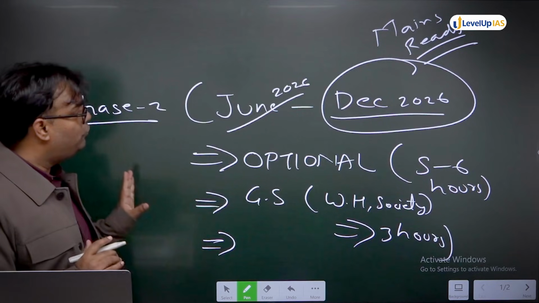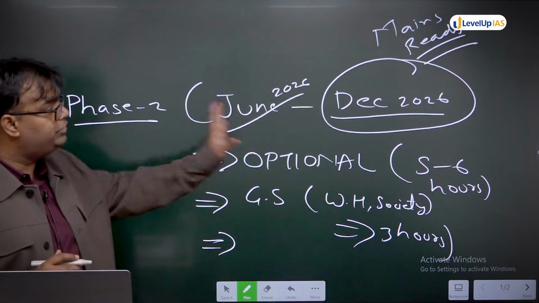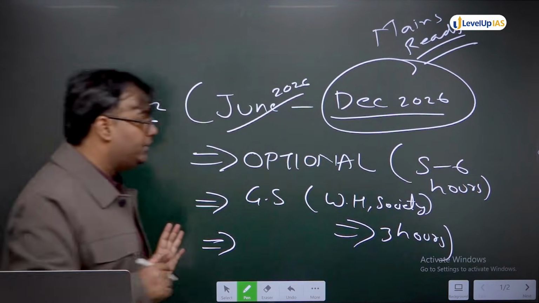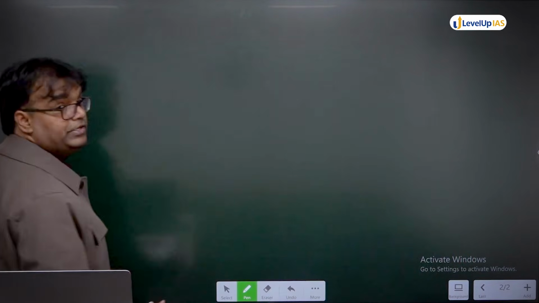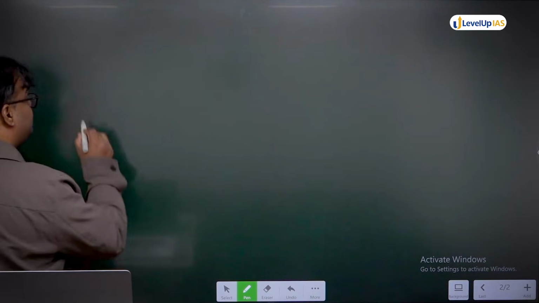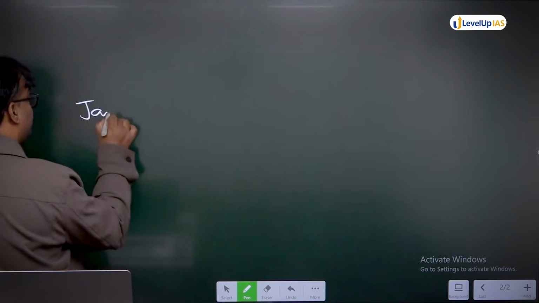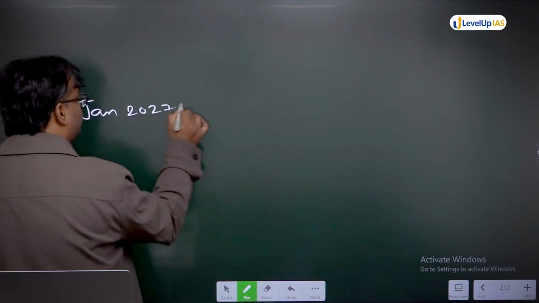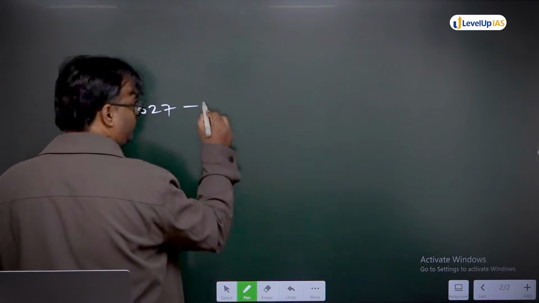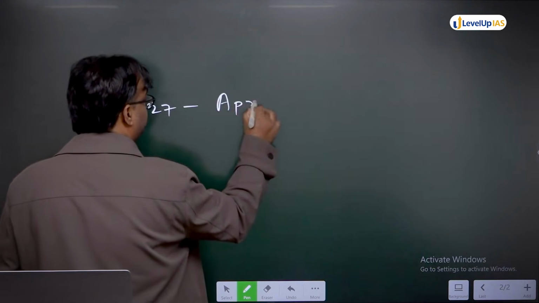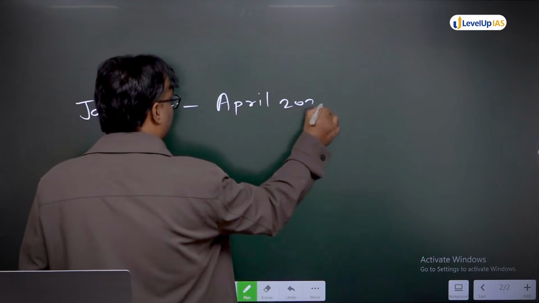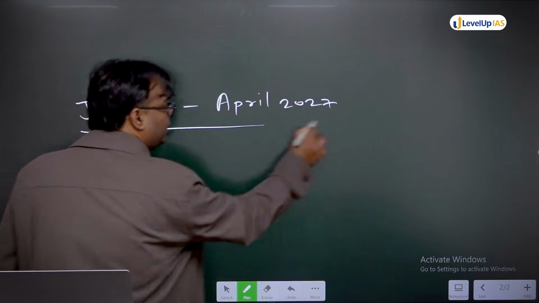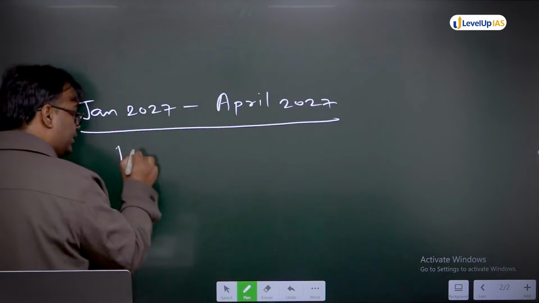If you are a full-time aspirant, June 2026 to December 2026 should look like this, and your Triumph prelims phase will also come. The Triumph prelims phase will be from January 2027 to April 2027. What do you do here? You prepare for prelims. Revise your notes.